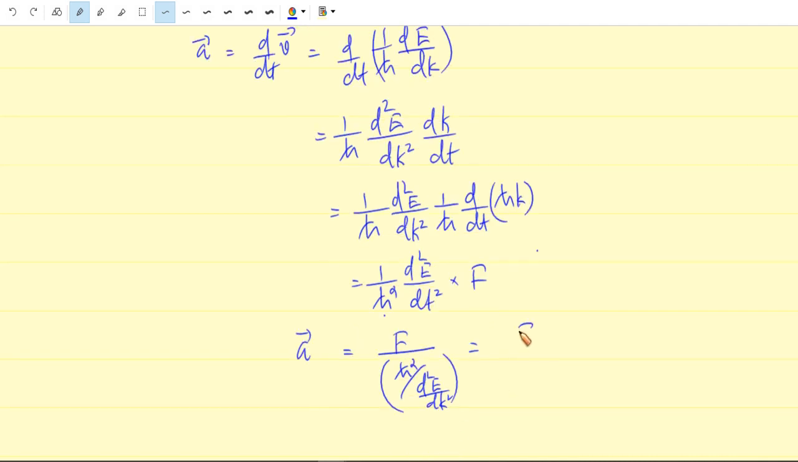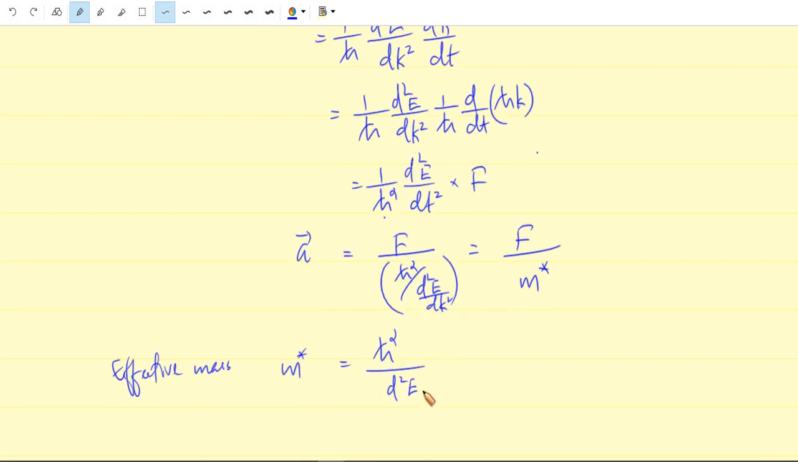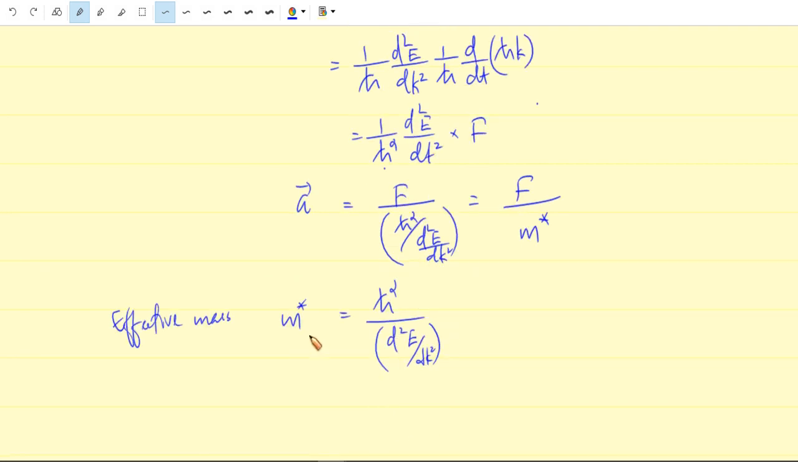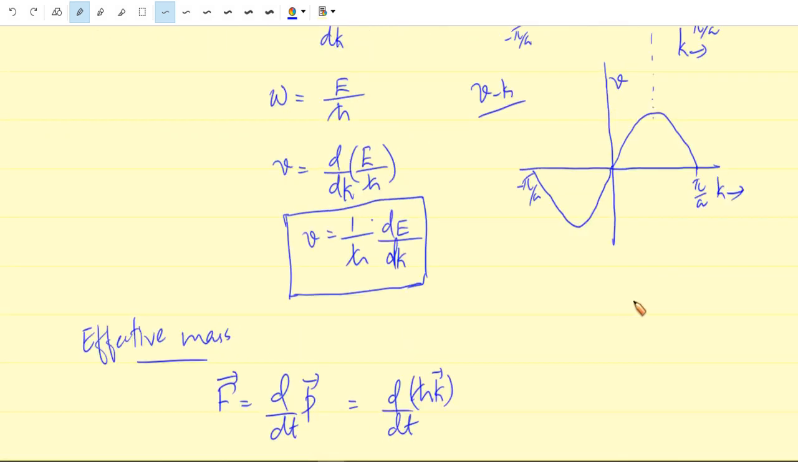So F divided by m effective, where the effective mass m* is equal to ħ² divided by d²E by dk². The effective mass m* is inversely proportional to the slope of the velocity curve. Is it? We can plot this here, effective mass.